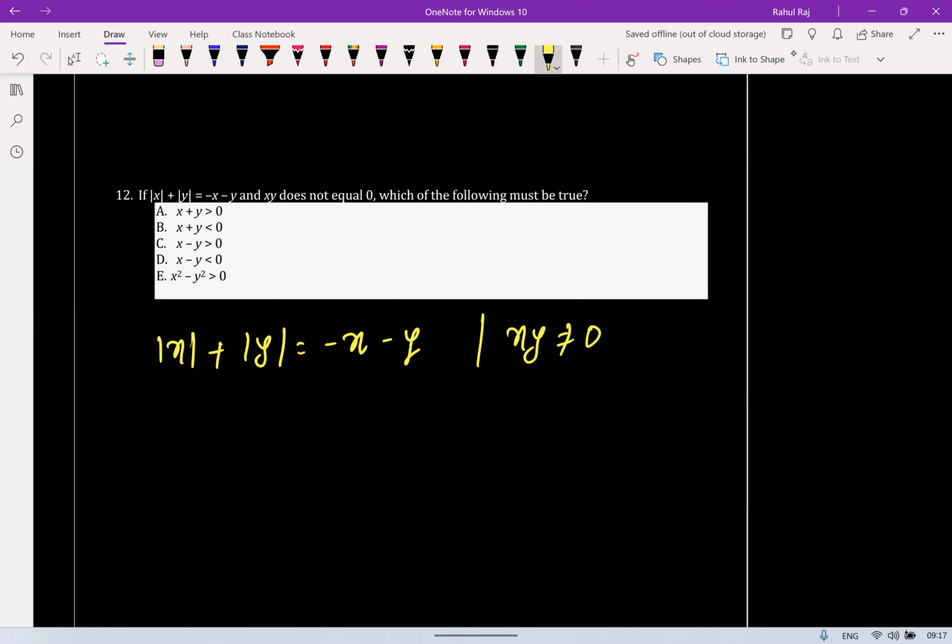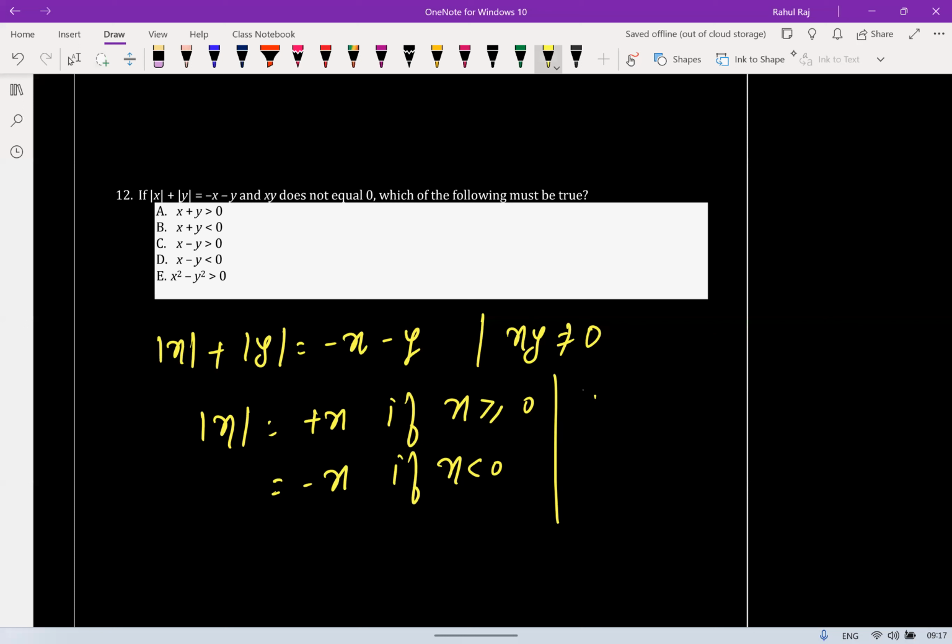So Alexa, check here. Mod x is equal to positive x if x is greater than or equal to 0, right? And mod x is equal to negative x if x is less than 0. And the same logic goes for y. Mod y is equal to positive y if y is greater than or equal to 0. Mod y is equal to negative y if y is less than 0. Simple, straightforward logic.